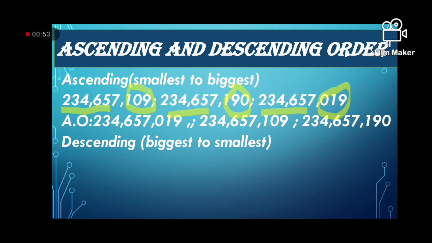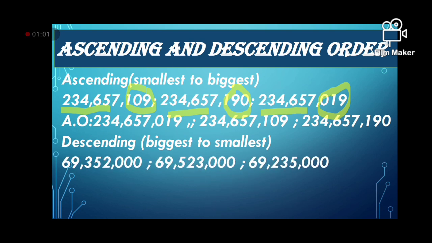Now we have to arrange the numbers from biggest to the smallest number. So example, 69,352,000, 69,523,000, 69,235,000. Now we have to arrange these numbers in descending order, means biggest to the smallest.